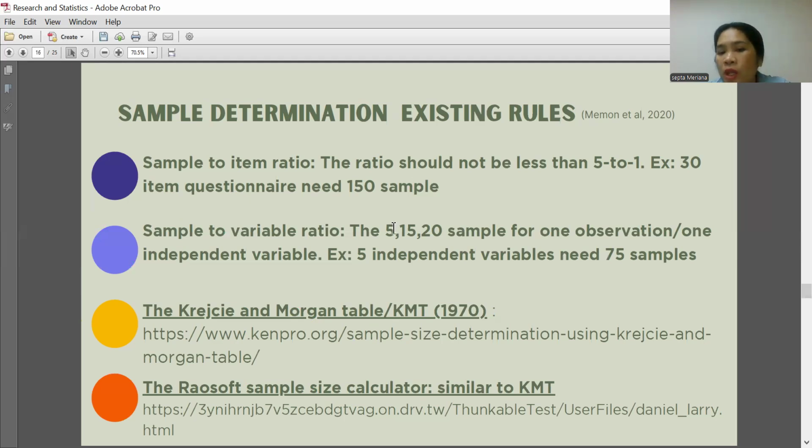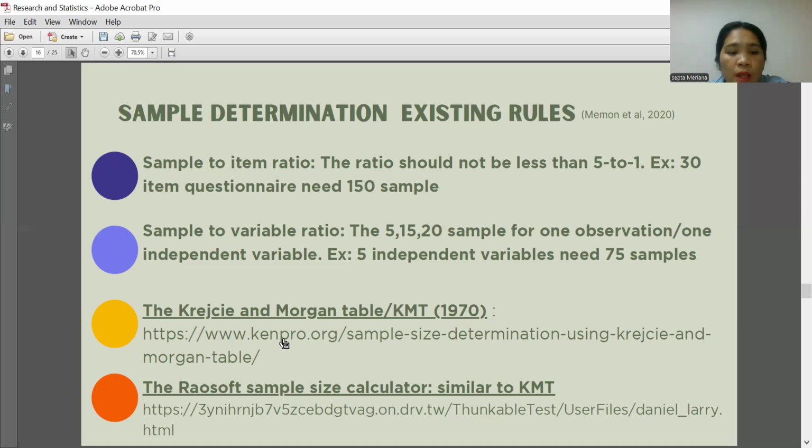The second one, sample to variable. You can use 5, 15, or 20 samples for one observation. For example, we have 5 independent variables. We want to study the motivation to study. So the independent variables will be maybe the GPA, the gender, and a lot more. The number of independent variables is multiplied by 5, 15, or 20. This one, we have 5 and we will multiply by 15. So we need 75.